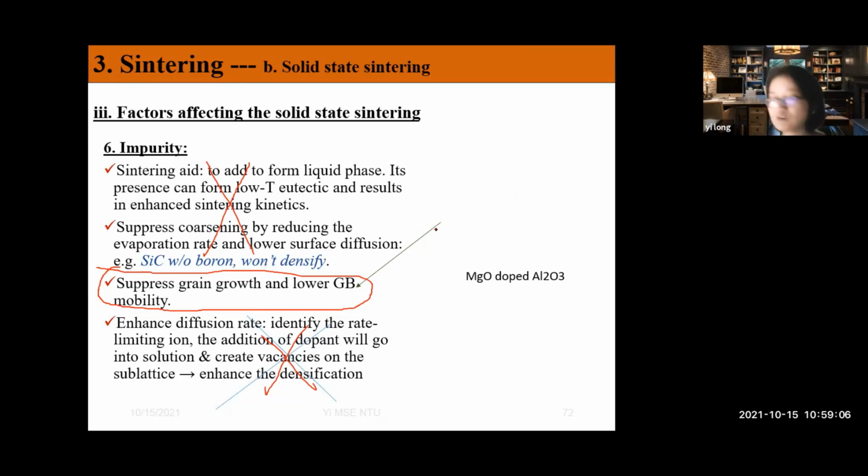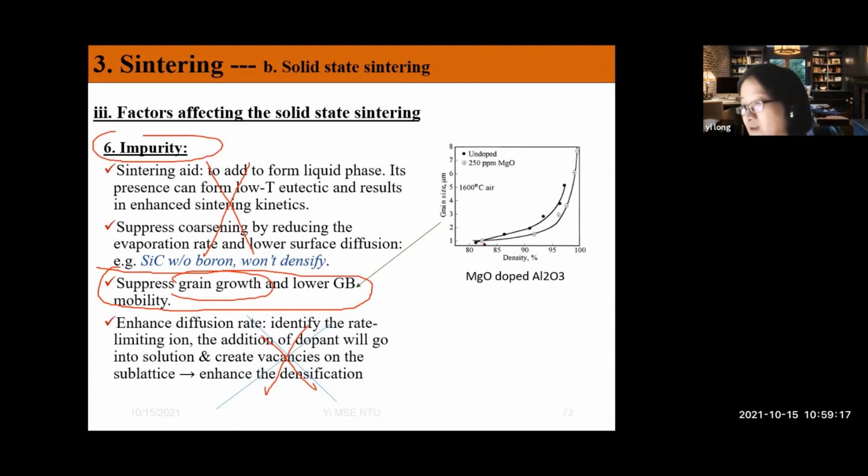So for example, I'm giving you one example here. Let's try to suppress the grain growth. How can we suppress grain growth? We add some impurities. So I give you one example here. You can see this dotted one is without impurities.